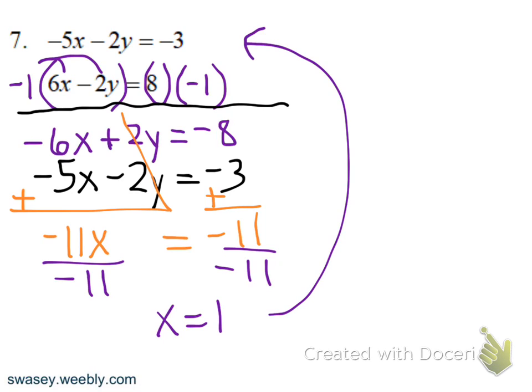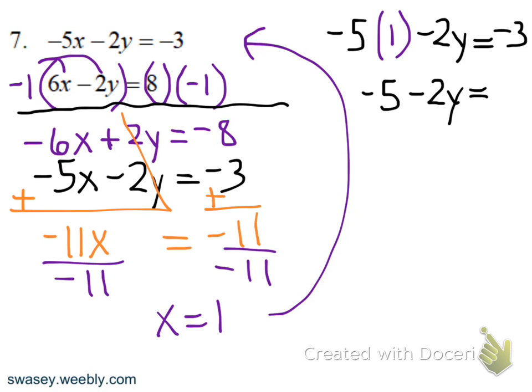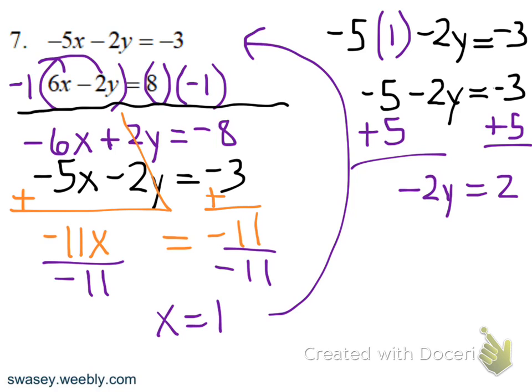Now we're going to take this x value, plug it back in. Instead of x, put 1. Negative 5 times 1 is negative 5. To get rid of negative 5, we'll add 5 to each side. And so we have negative 2y equals 2. To get rid of multiplying by a negative 2, divide by a negative 2. And so y equals negative 1. Put it together as an ordered pair, x then y.